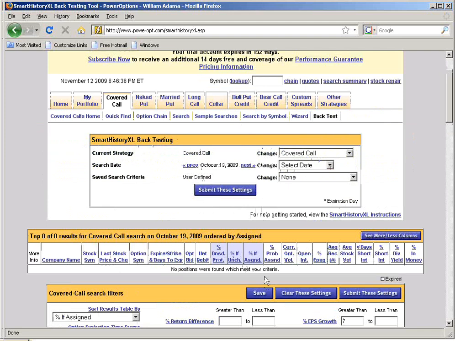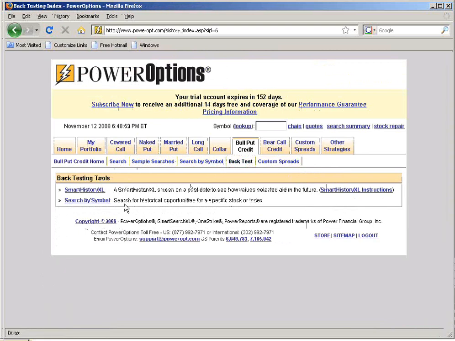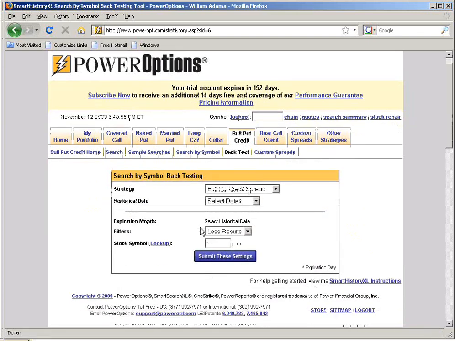Okay, I had mentioned earlier that one of the other features, of course, was the historical search by symbol. Let's just look at bull puts, for example. Let's take JCPenney. That was a pretty good example. What I want to do is go into the backtest for bull put credit spreads, and we're going to go into the search by symbol screen.